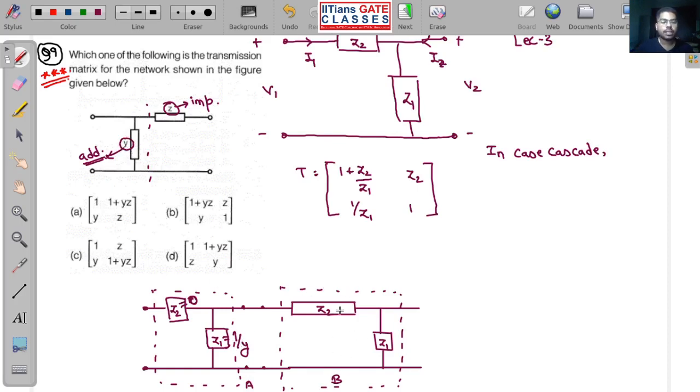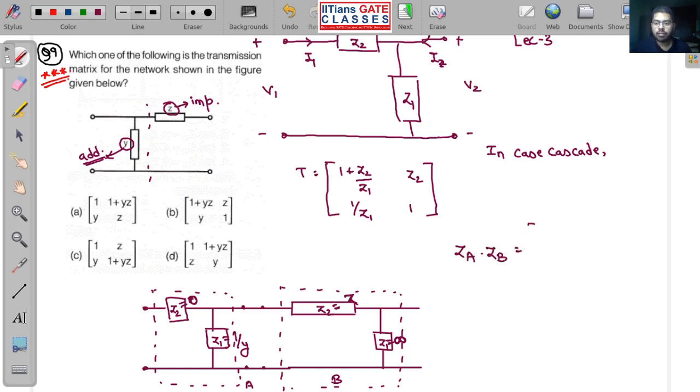Now for network B, if I write Z2 is equal to Z and Z1 is equal to infinite. Why infinite? Because there is open circuit at this position. Okay. So if impedance is infinite, that means your circuit is open, the branch at that place is open. So now simply what I am going to do is write TA into TB.